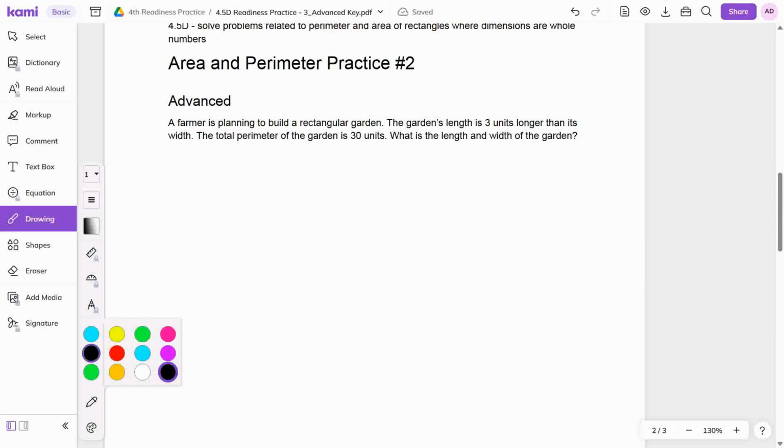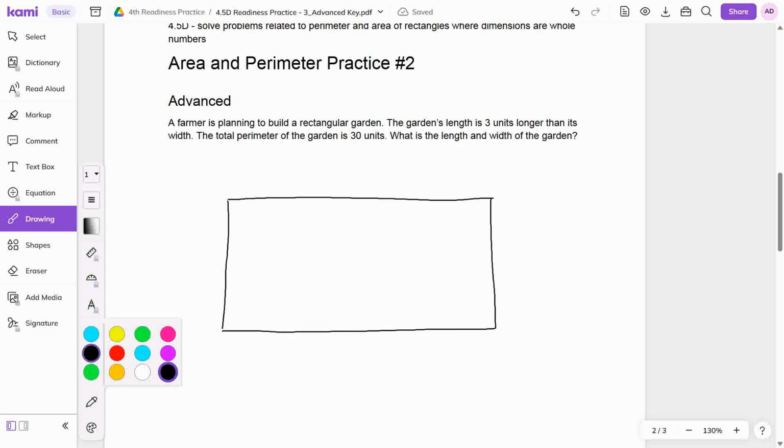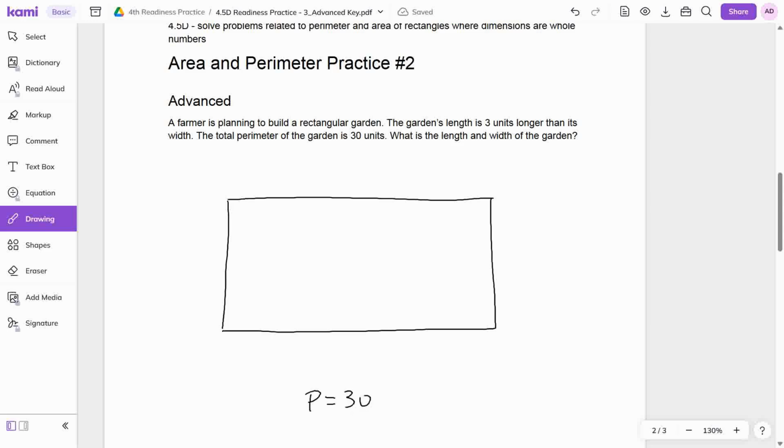So now we have a farmer planting a rectangular garden. So let's draw our rectangle like we do. And we say the length is 3 units longer than the width. Total perimeter is 30. All right, and we don't know what the units are. We're just going to call them units. All right. So the length is 3 units longer.